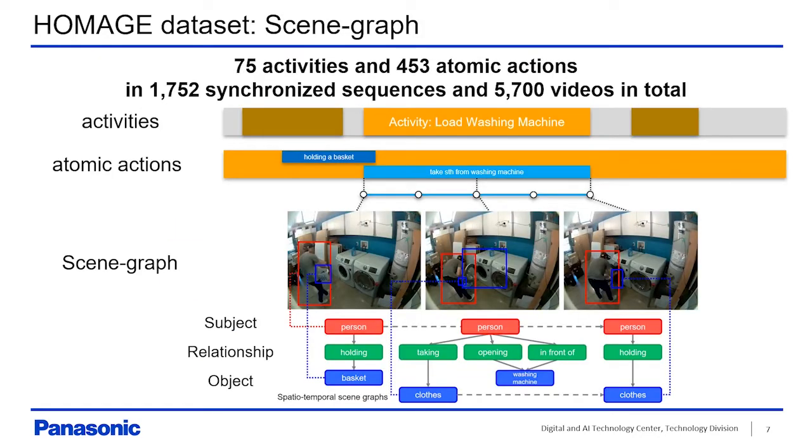We annotated 75 activities and 453 atomic actions in 1,752 synchronous sequences and 5,700 videos in total. For every action, we sampled 3 or 5 frames per action and annotated the bounding box of the person performing the action along with the object they interact with.